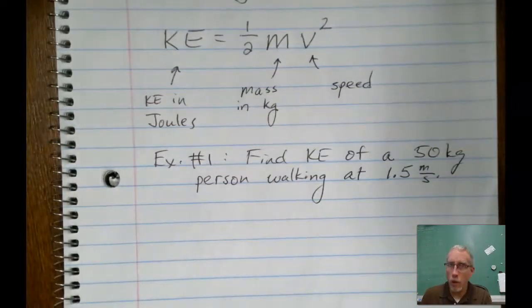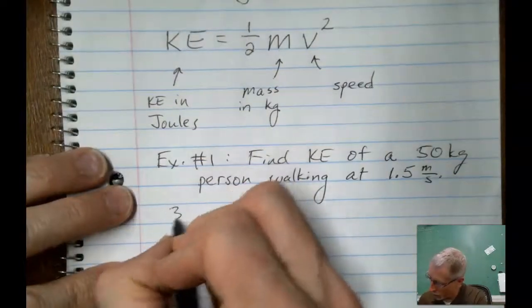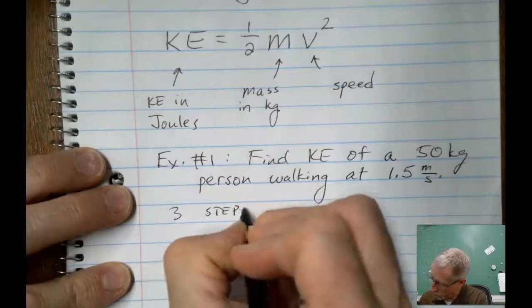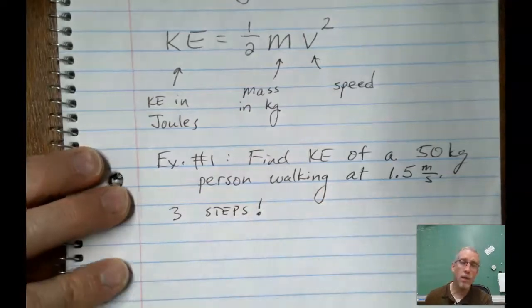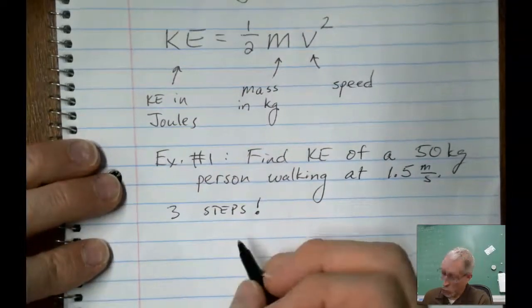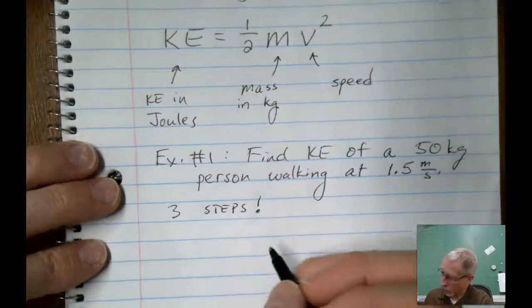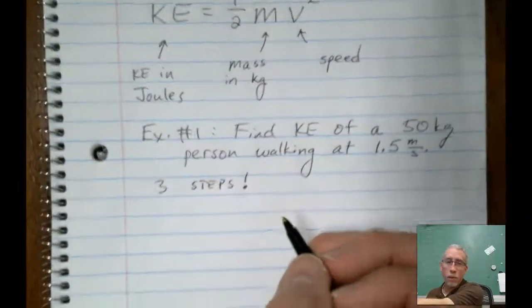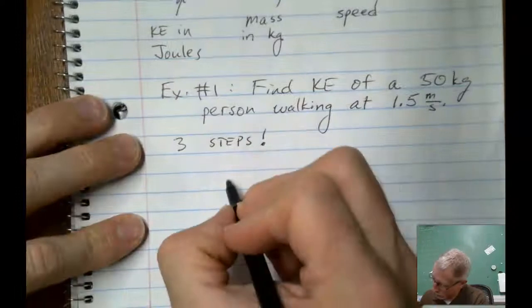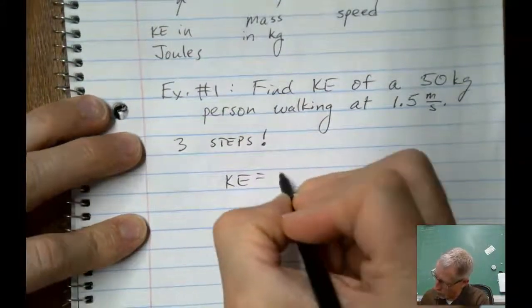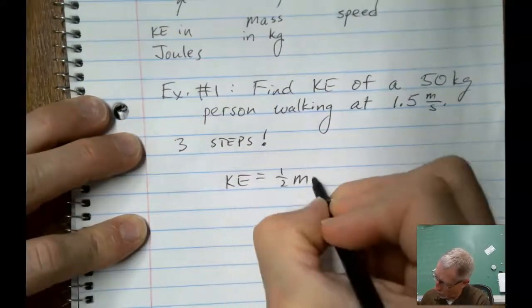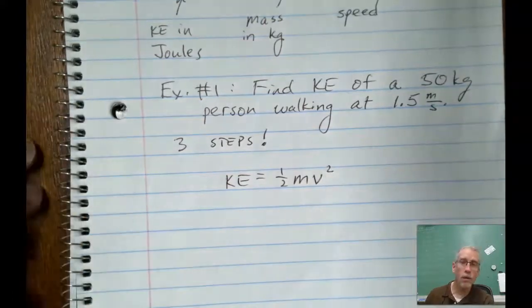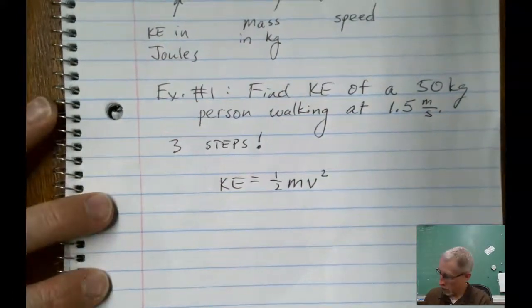Now, I want to remind you, it's been a while since we've done formulas. You always show 3 steps, okay? So I'll reinforce that here. 3 steps. Step 1 is to write the formula. So we write the symbolic formula: KE equals 1/2 mv squared is how we say that, okay?